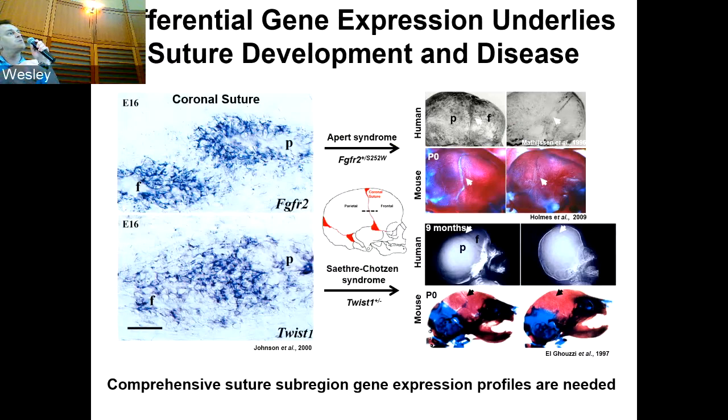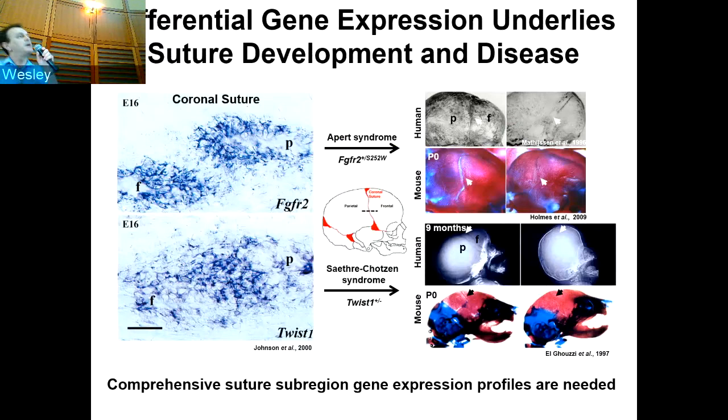Conversely, TWIST is expressed in the suture mesenchyme and the osteogenic fronts, where depending on its interaction with other protein partners, it'll either repress FGF receptor 2 in the mesenchyme, or activate its expression in the osteogenic fronts. When you lose TWIST1 expression, you again end up with ossification across the coronal suture mesenchyme. This occurs in Saethre-Chotzen syndrome in humans, where you'll lose the coronal suture, and this is reproduced in mouse models of TWIST1 haploinsufficiency.